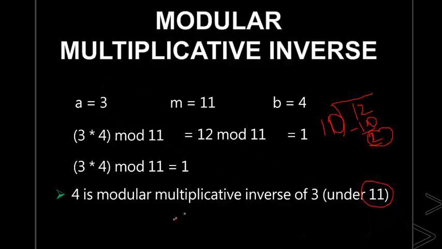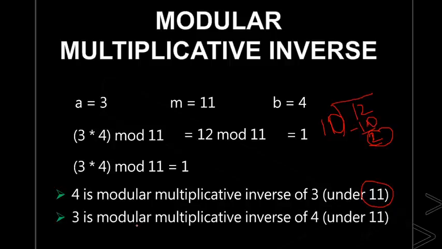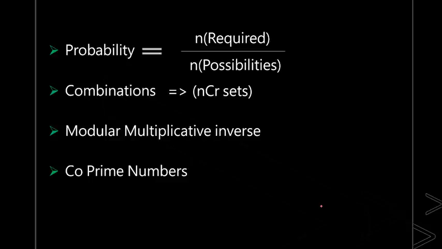Similarly, what else can you say? 3 is modular multiplicative inverse of 4. If 4 is multiplicative inverse of 3, then 3 is multiplicative inverse of 4, under 11 modulus. I hope I made it clear. So this is what I call modular multiplicative inverse. We'll write it down: modular multiplicative inverse means A into B modulus M should be equal to 1. So three terms are clear for us: probability, combination and modular multiplicative inverse.